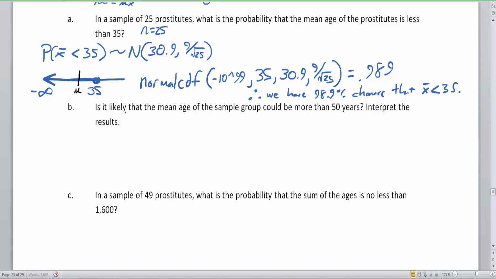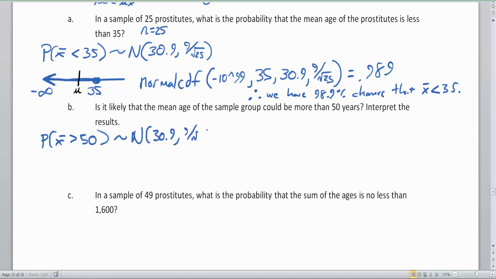Now, is it likely that the mean age of the group could be more than 50 years? Interpret the results. All right, so what we're looking at is the probability that x bar is greater than 50. And the reason why I want to do this problem is because your calculator might spit something out that you may not be familiar with. And so, again, we're going to have n. Oops, my n is in the wrong place. I'll put the n on the outside of the parenthesis. Okay, n 30.9.